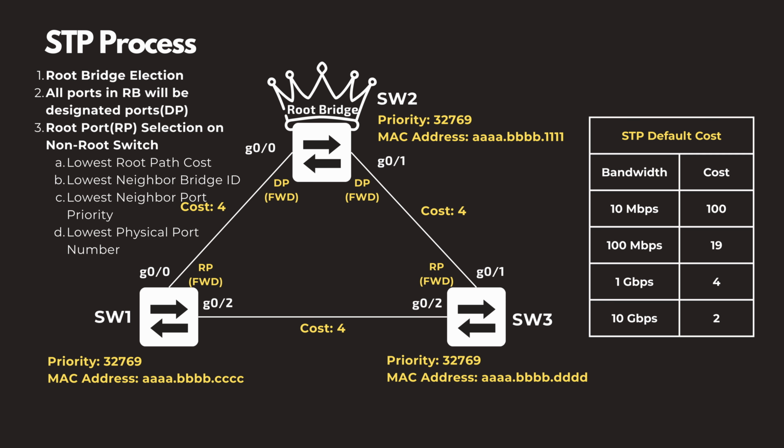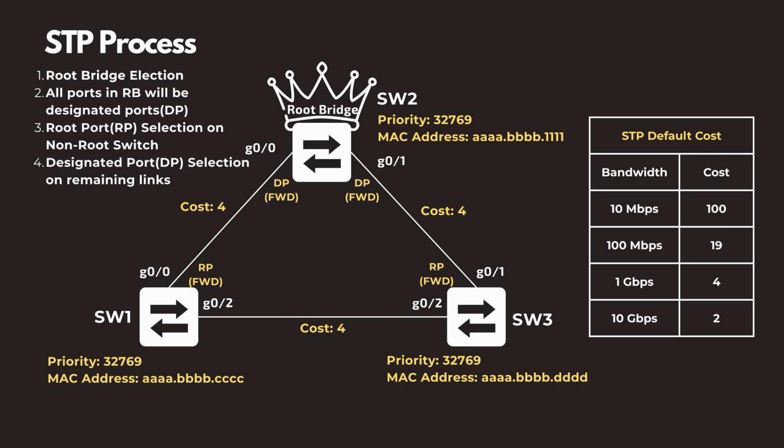After the root port is identified, remaining links will identify a designated port. Take note that each link can only have one designated port. So in this case, the link between switch 1 and switch 3 needs to have one designated port. It's chosen in this manner.